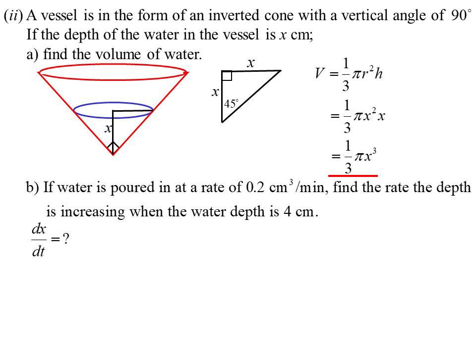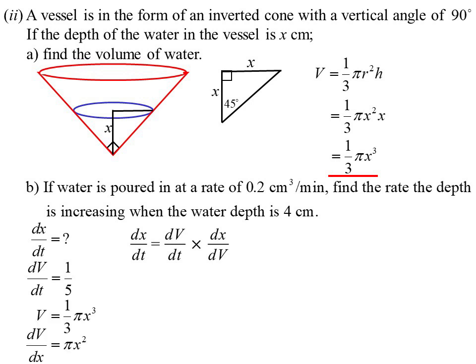So we can find dV/dx. They've also told me dV/dt, that's 0.2 centimeters cubed per minute, so I know dV/dt. Let's work out dV/dx. Volume we said was 1/3 pi x cubed, so dV/dx is pi x squared. Substituting in, we can come up with a formula.